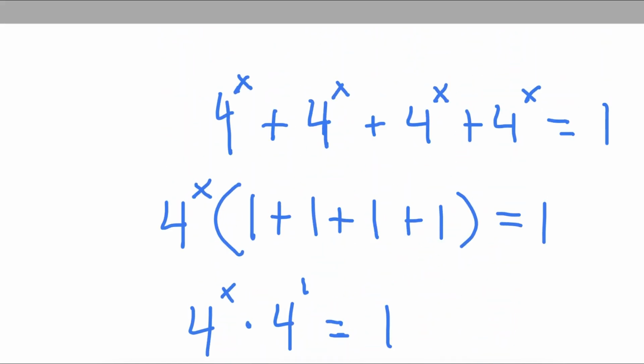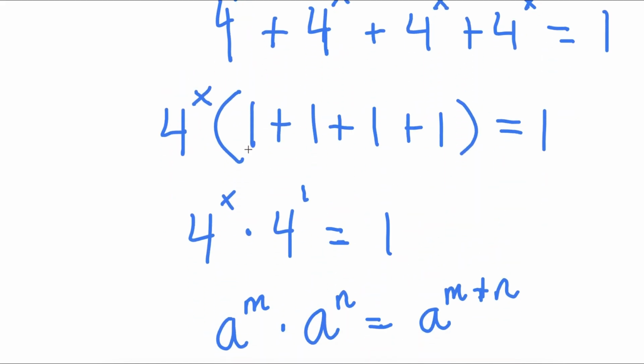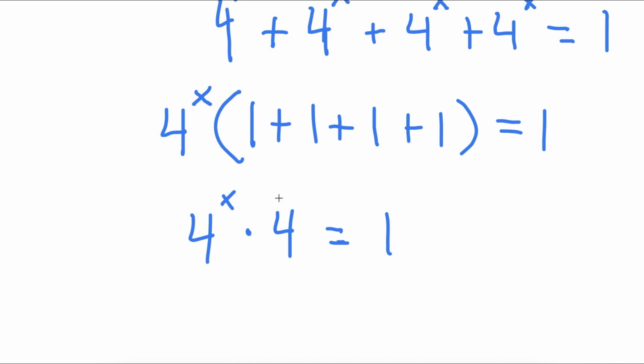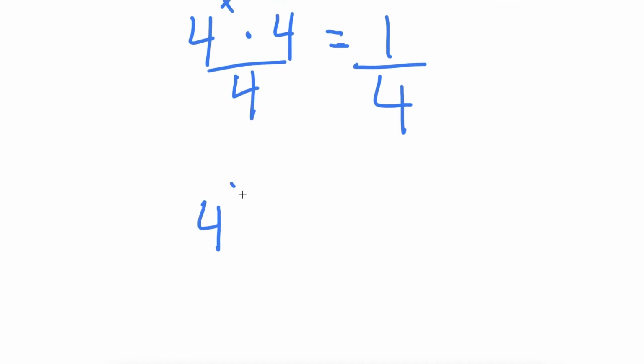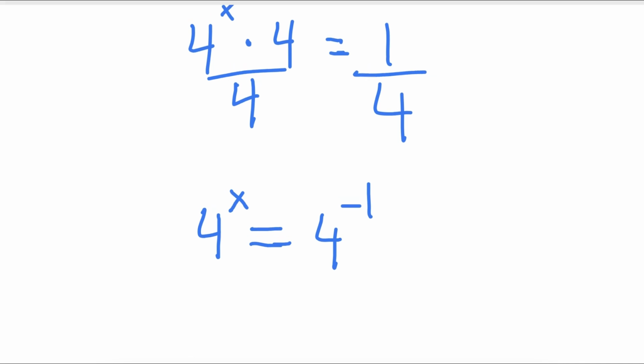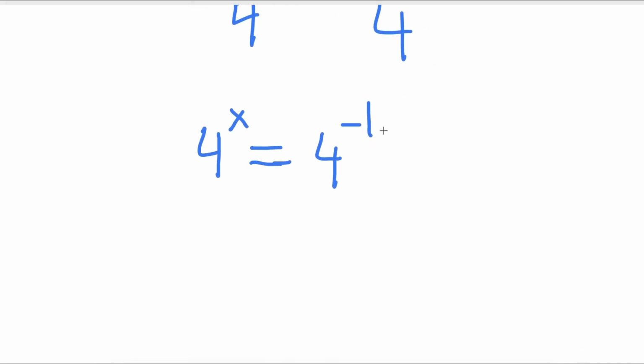Now, another method we could have used is, as you see right here, we have 4 to the power of x times 4 is equal to 1. So what we could have done instead is divide both sides by 4. Now I have 4 to the power of x is equal to 1/4, which is the same thing as 4 to the power of -1. Remember, if a to the power of m is equal to a to the power of n, that means m is equal to n, meaning x is equal to -1.